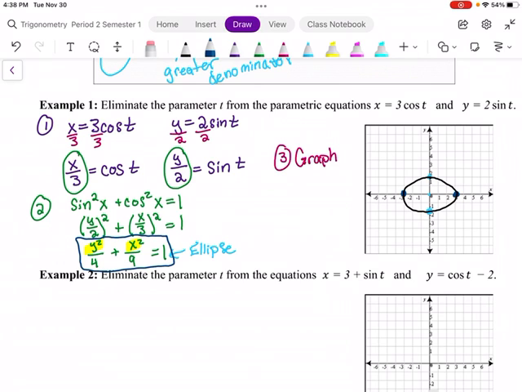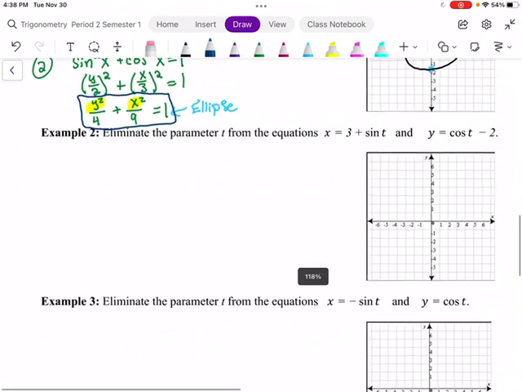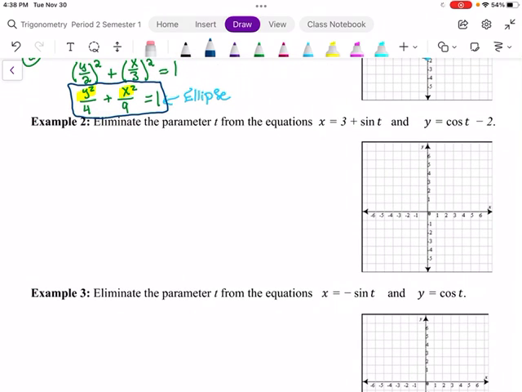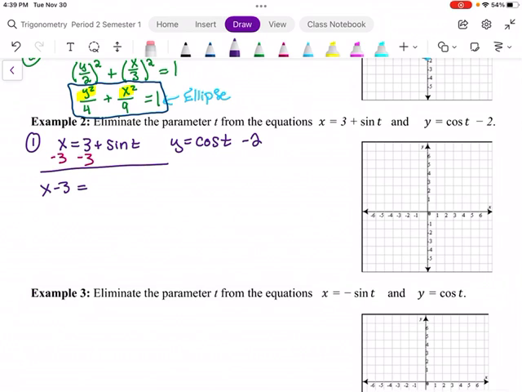All right, let's go through another example. So we're going to start with step 1 again, and we need to write these equations in terms of sine and cosine. For our first one, we're just going to be subtracting 3 on both sides. And for our second one, we're going to be adding 2.